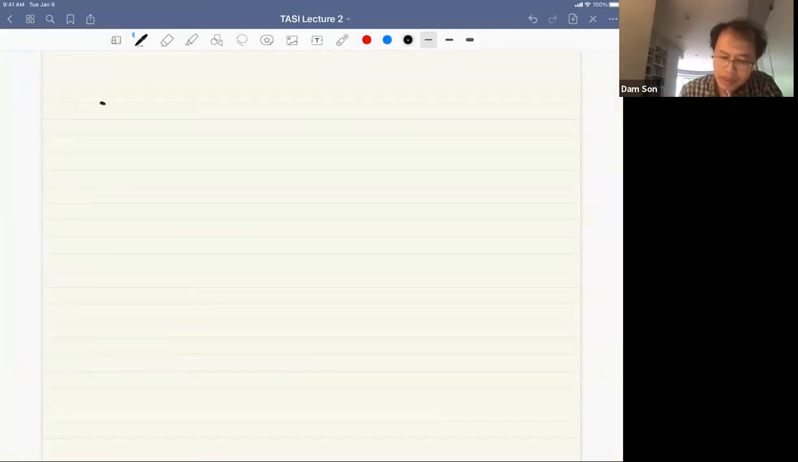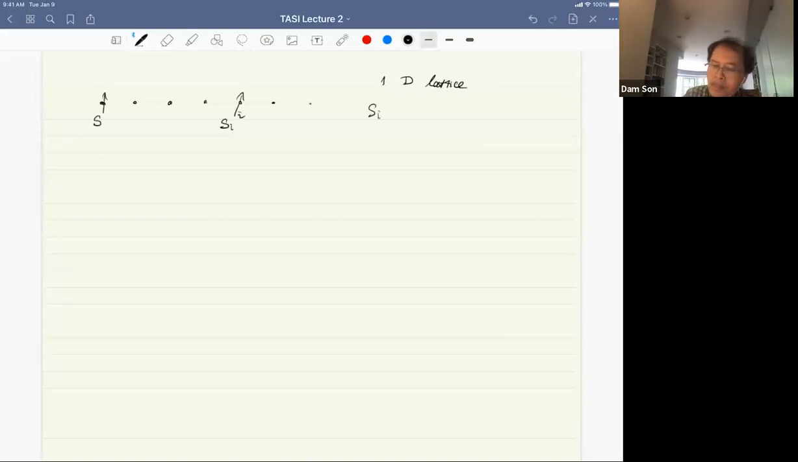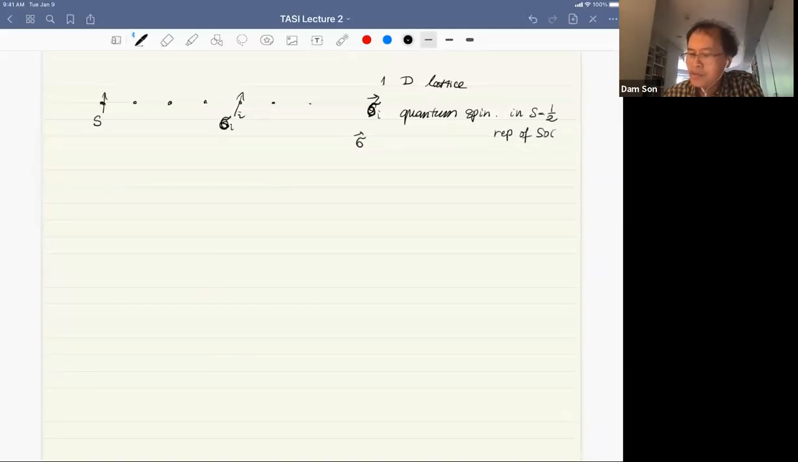Okay, so in the quantum model, we have a one-dimensional lattice. Each lattice site is i, and on each site there is a quantum spin 1/2. So here I have an S_i, but S_i now is a quantum spin. Maybe in order to distinguish it from the previous S_i of the classical Ising model, I will call it sigma_i instead. This quantum spin is assumed to live in the spin 1/2 representation of the SO(3) group.